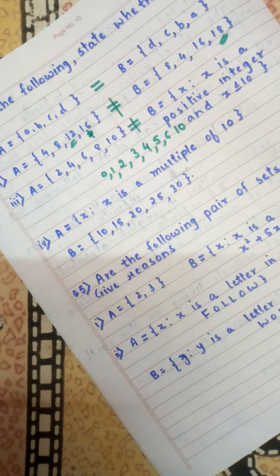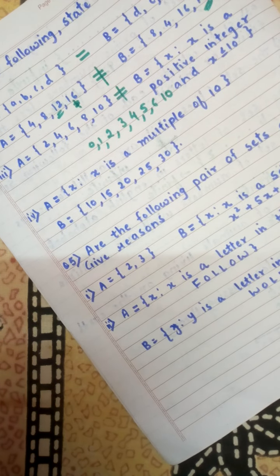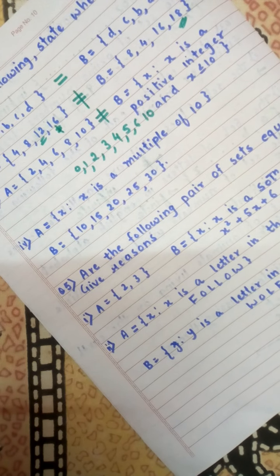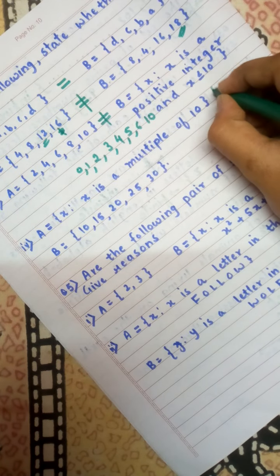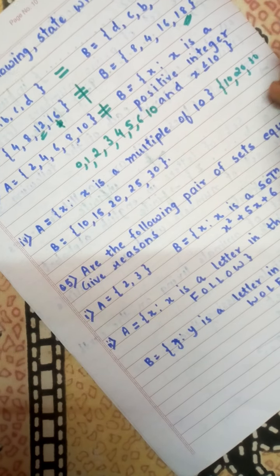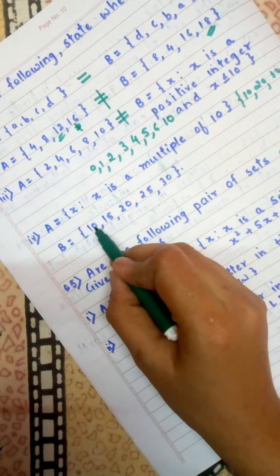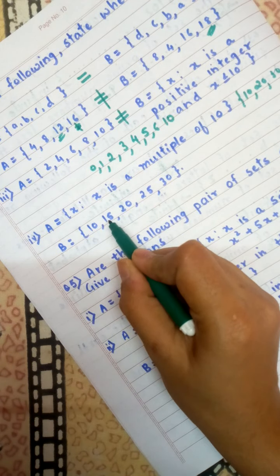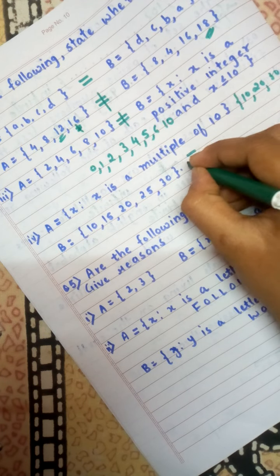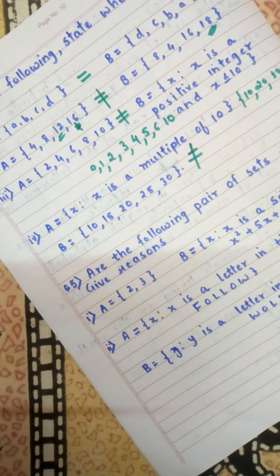Okay, now moving to the fourth question, A is equal to {x such that x is a multiple of 10}. Multiple of 10 means we will have 10, 20, 30, 40 and so on, and in B they have given us {10, 15}. Now this 15 is not there in A. So here it fails. Therefore here also A is not equal to B.